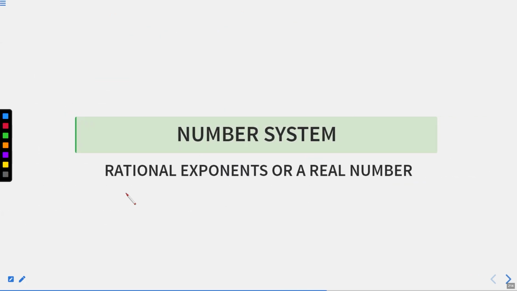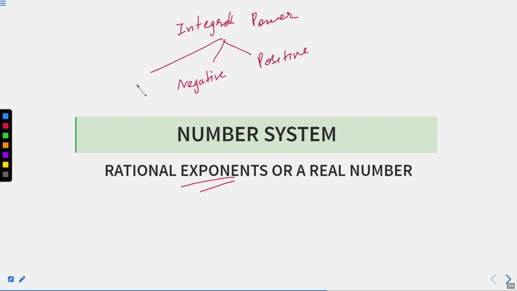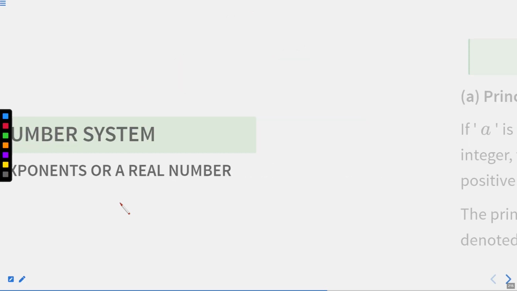Let's move. Now we'll see the rational exponent on a real number. So the exponents are of the form of rational numbers. Previously we talked about integral powers. We talked about negative integral powers, we talked about positive integral powers, and we talked about the power when the power is equal to 0. Now we will talk about rational exponents.